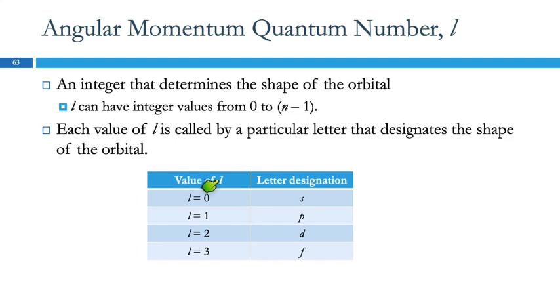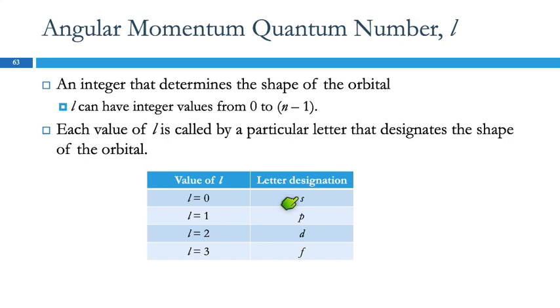So if L is equal to 0, we call that an s orbital. If L is equal to 1, we get a p orbital, L equals 2, d orbital, L equals 3, f orbital. So you may have heard of these before. 1s2, 2s2, 2p3, or something like that, an electron configuration. Those are those same s's and p's and d's and f's.